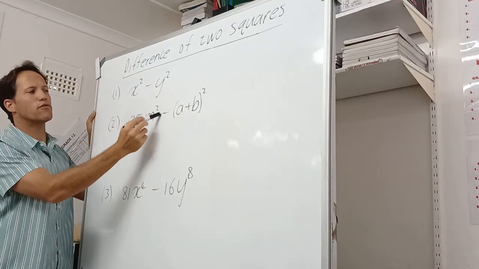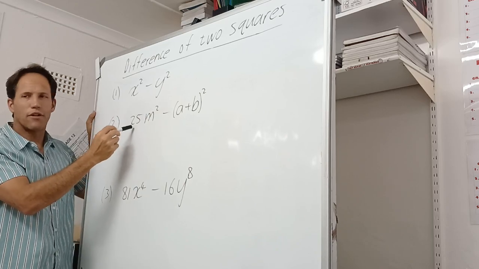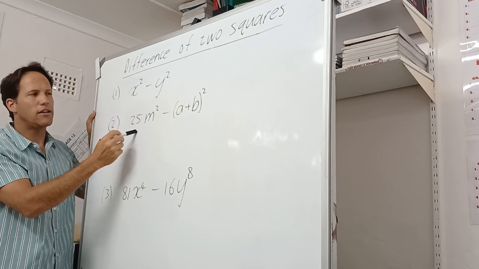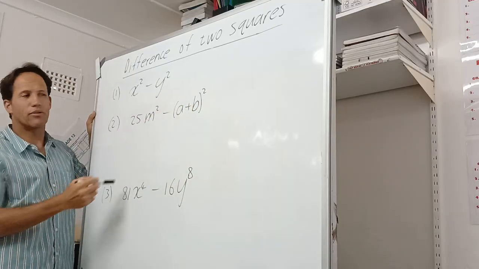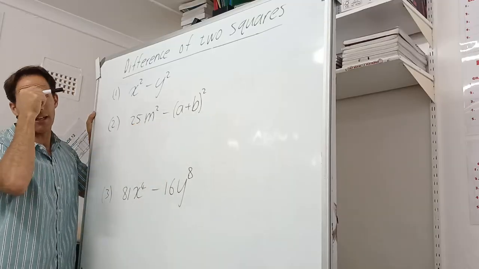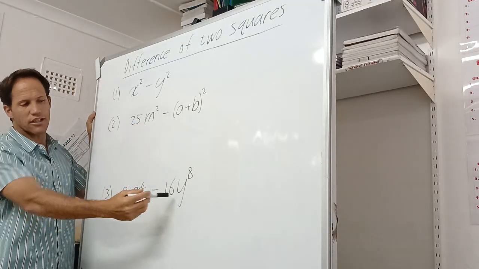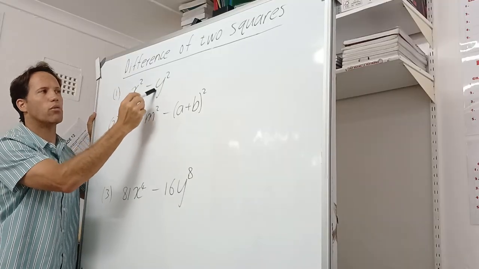Okay, so look at this one for instance. It is a square, because 5 times 5 is 25. Okay, and here (a + b) squared. It's also a square. So again, it's the difference of two squares. Okay, and with this one also, we'll look at this one later. Let's first focus on an easy one. Okay, x squared minus y squared.